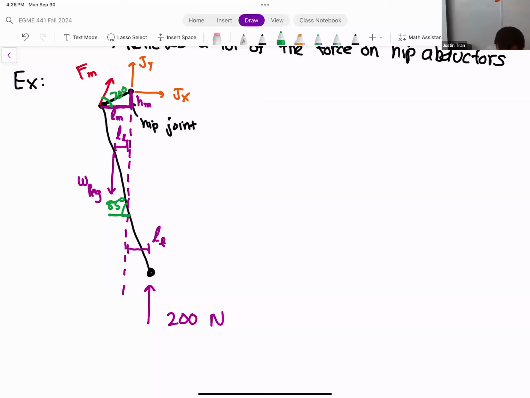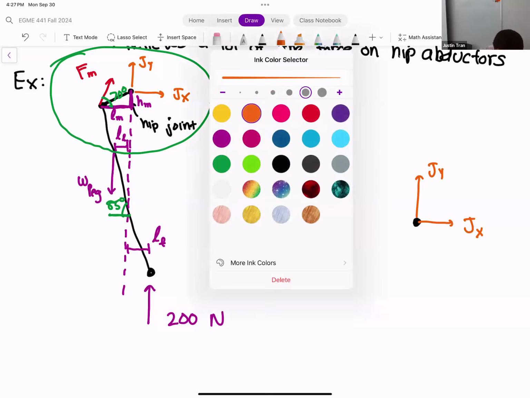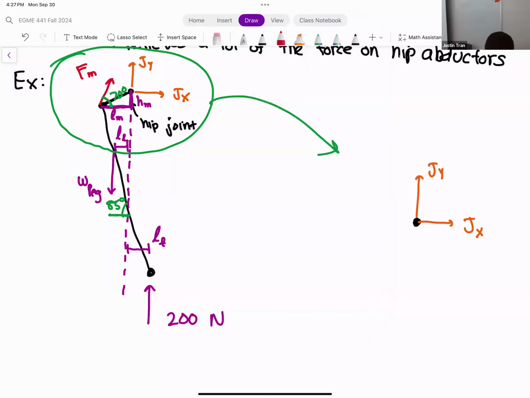Okay, so let me draw this figure over here, just because there's a lot going on there. So we have the hip joint here. And at the hip joint, we have our joint reaction forces JY and JX. And then we have our muscle force out here, FM.